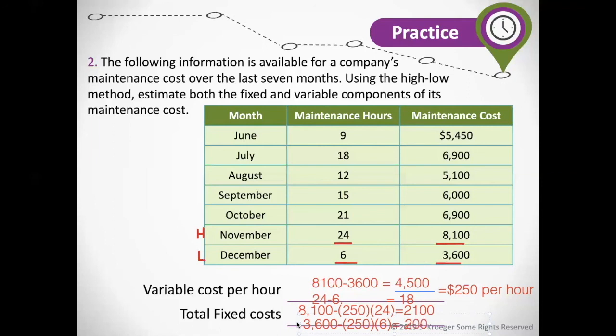And that might be hard to see, but we get the same answer. 2,100 would be our total fixed cost. And this is the high-low method. This is how we separate the variable portion from the fixed portion.